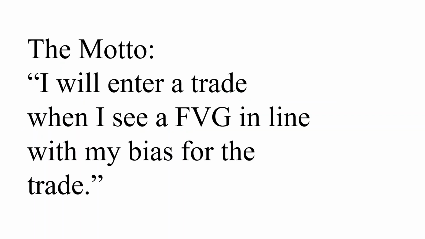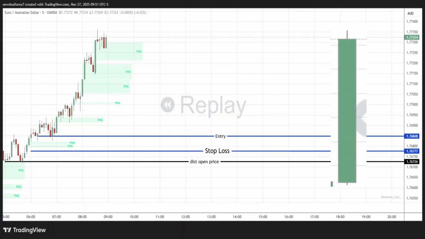Now, another entry model is fair value gaps. If you don't know what a fair value gap is, I'm going to challenge you to look that up on your own. But the model for this one is that I will enter a trade when I see a fair value gap in line with my bias for the trade. So here's how that would look.